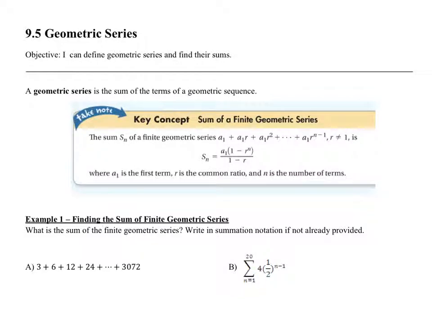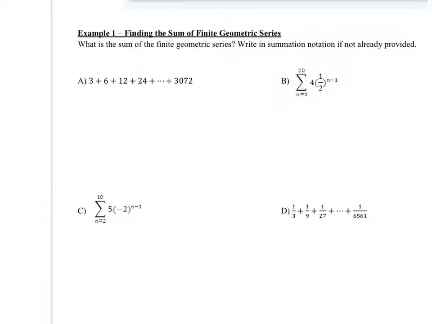Geometric series. A geometric series is when we're adding the terms of a geometric sequence. This is the formula that we use for the geometric series. R cannot be 1, so my common ratio cannot be 1. Let's get into it. Shall we? So I look at my first question right here.